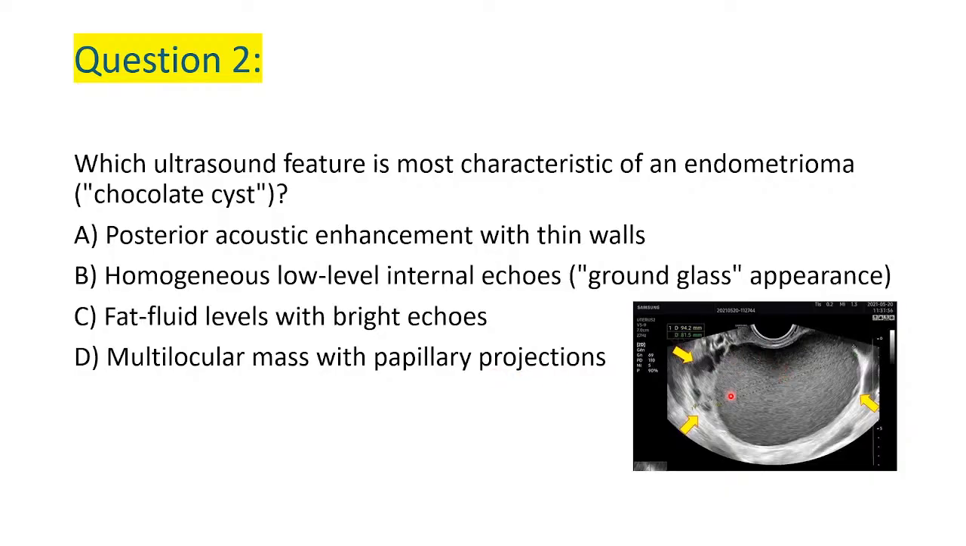So this is a typical characteristic of an endometrioma, which is a chocolate cyst. The morphology of an endometrioma is what is referred to as the ground glass appearance. This is what differentiates an endometrioma from other ovarian lesions. So it's homogeneous, low-level internal echoes. You can see that they are homogeneous, and then these internal echoes. So this is the ground glass appearance. So our answer is B.